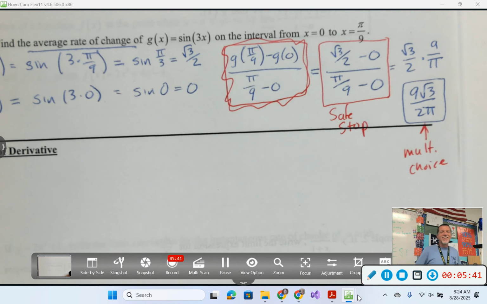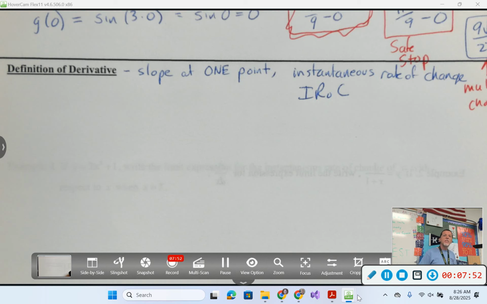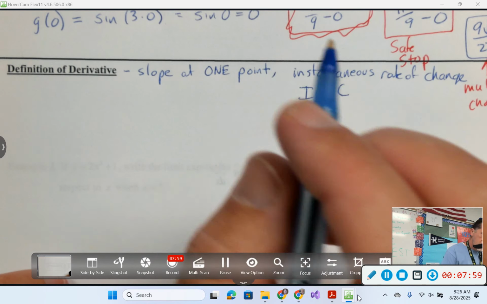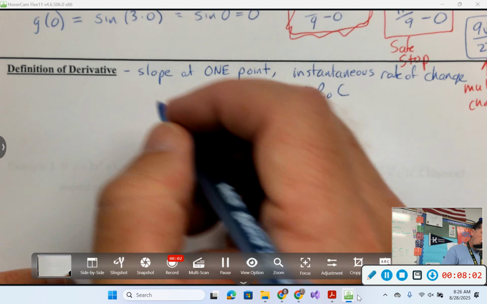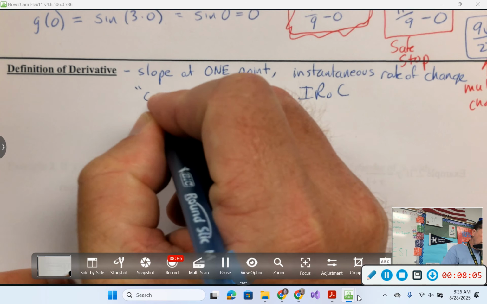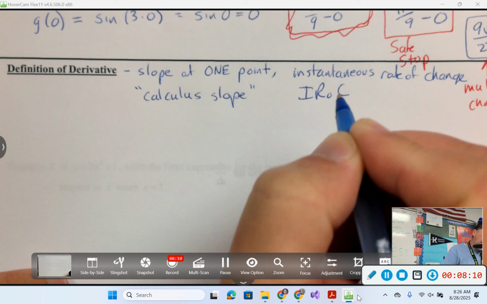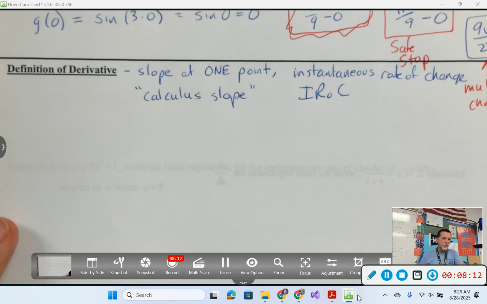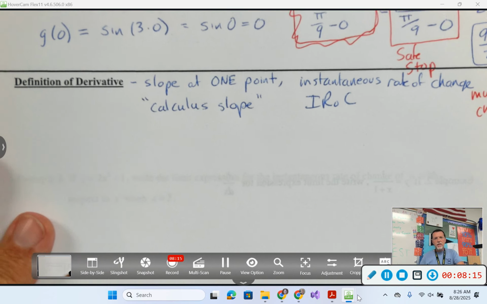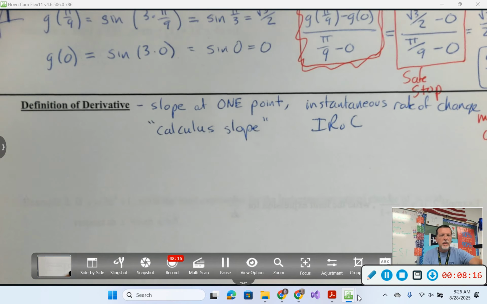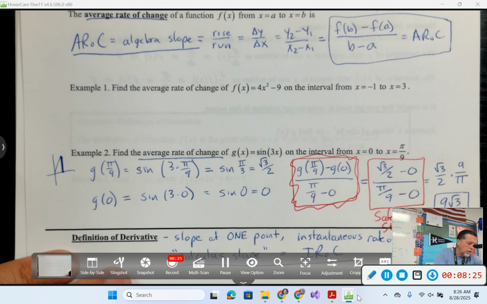IROC rather than AROC. Average rate of change versus instantaneous rate of change. One more phrase for it that's not official but kind of helps. This is sort of the calculus slope as opposed to the algebra slope. Back up here. The average rate of change is the algebra slope. The instantaneous rate of change is the calculus slope.